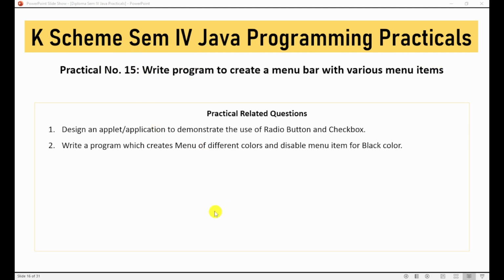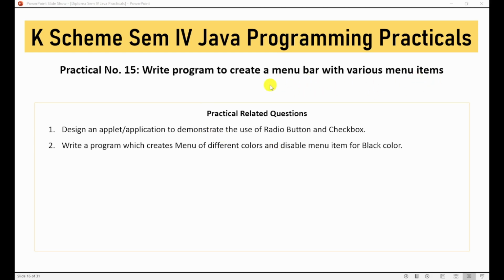In the previous practical we have seen how to create an AWT window, that is a frame window, and in that window we have added some controls like checkbox, buttons, radio buttons, text field, text area and so on. All those controls can be added inside our frame window using multiple classes and their objects which are available inside our AWT package. So in this program we have to see a menu bar and menu items.